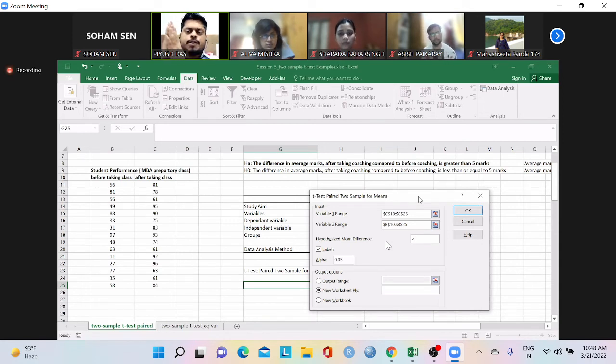I want to prove the difference in marks from variable 1 to variable 2 is greater than 5, right? It can be 10, it can be 15, whatever that is what I want to prove. In this particular case, I want to prove that variable 1, which is after taking class, post coaching class, performance is better than pre coaching class, which is variable 2, by 5 marks. So that is my hypothesized mean, right? Output range, I'll put it here only.